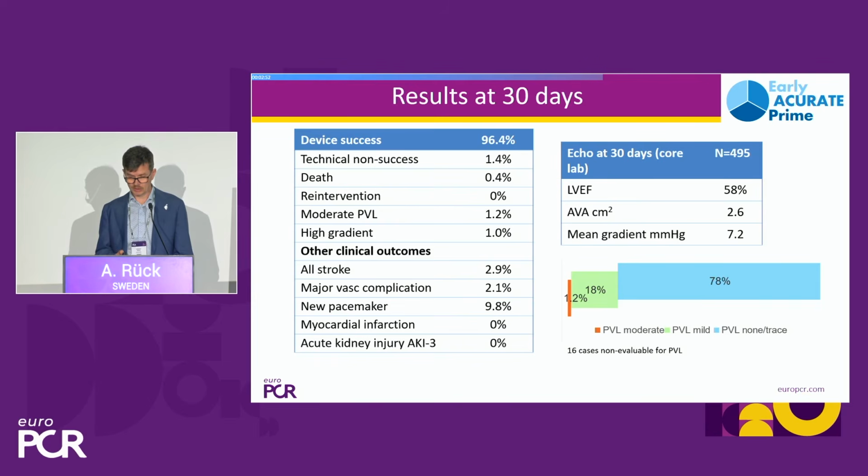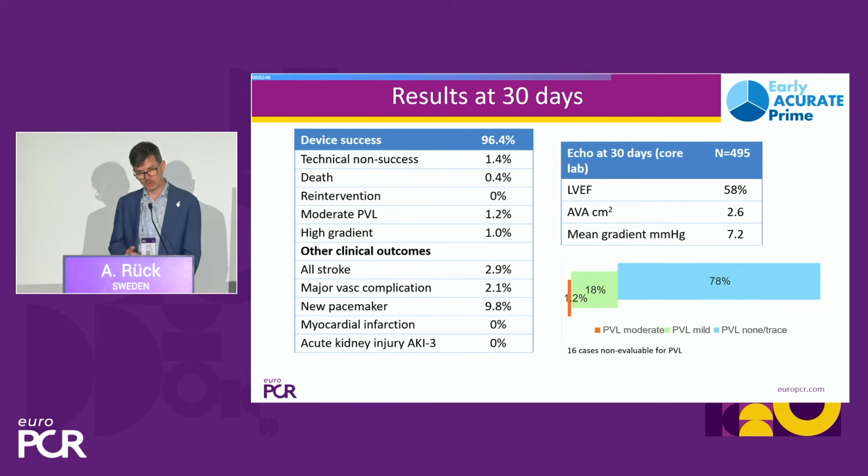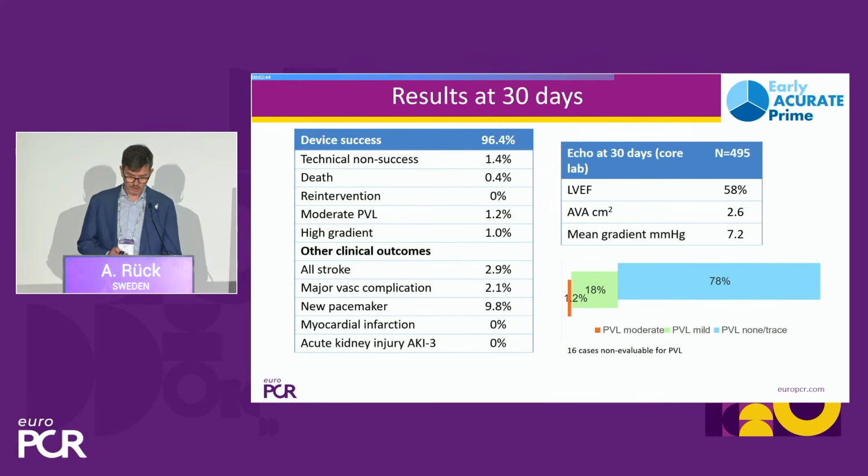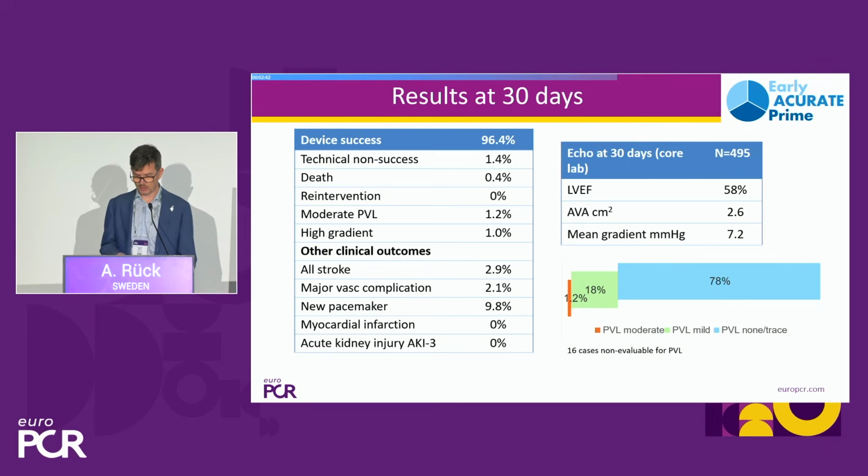Echocardiogram at 30 days, calculated opening area, big, 2.6 square centimeters, low mean gradient of 7.2 millimeters of mercury, and you'll see the split between the different grades of PVL at the bottom in the bar graph. 78% non-trace, 18% mild, and only 1.2% moderate PVL.